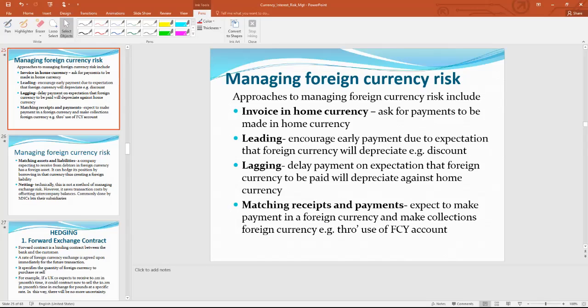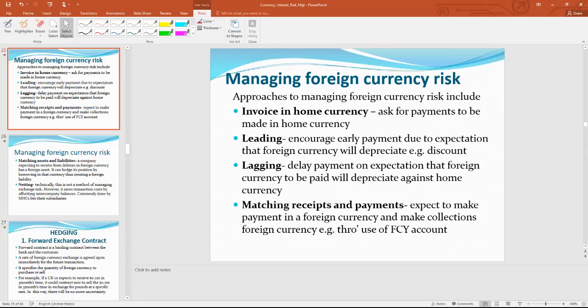That's one of the ways. In short, you're passing on the risk not to you, but to the other party, your customer, for example. Leading: you pay in advance in case you can see that the Kenya economy is going to perform poorly in the next few days. Pay in advance, or buy the dollars in advance, before the cash becomes weaker and weaker.